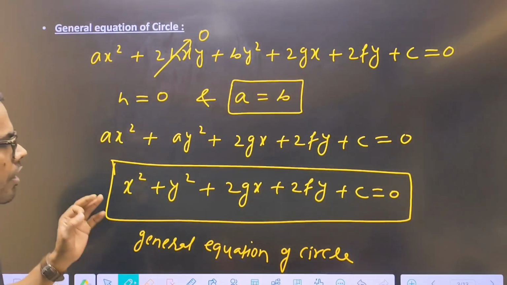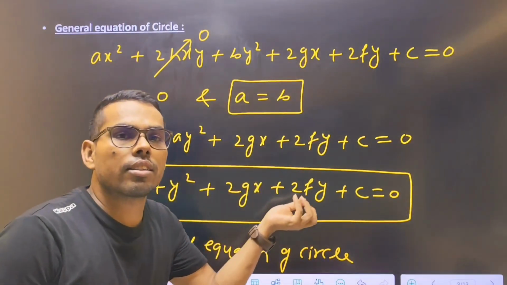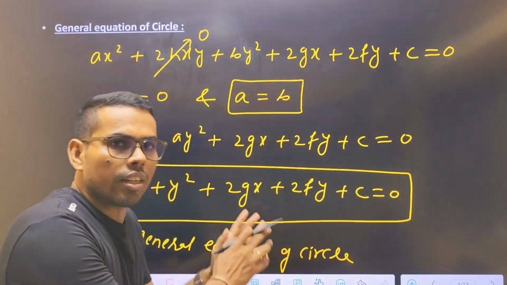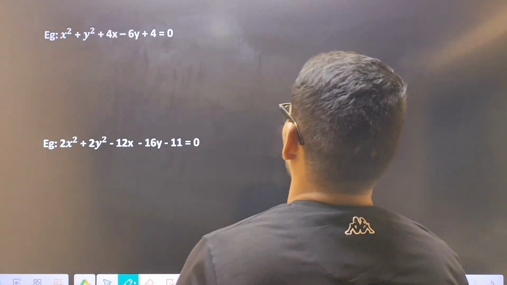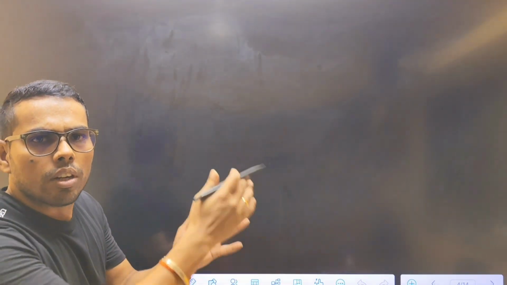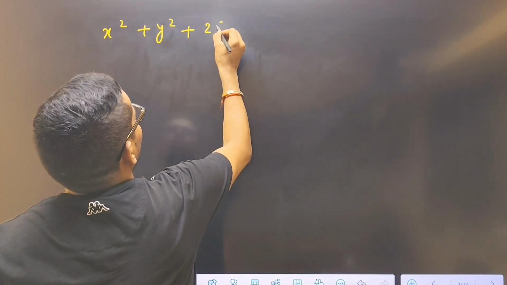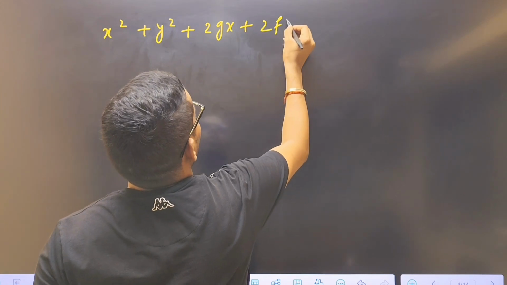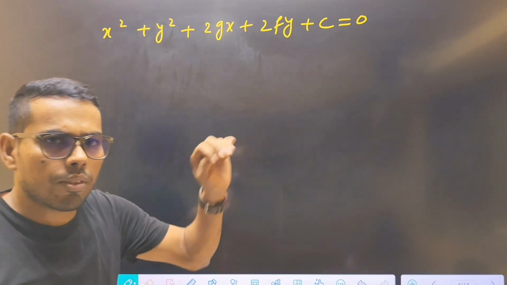Now, it's very important. If the general equation is given, then how to find its radius and center? Because if this is a circle, then definitely it has its center and radius. Look at this. Now I'm just converting the general equation into the center radius form. So the general equation is x square plus y square plus 2gx plus 2fy plus c is equal to 0.